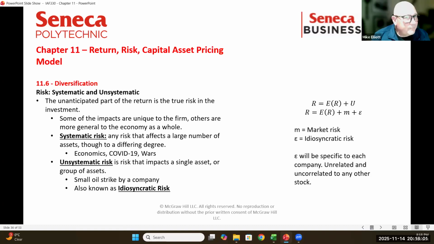to a different degree maybe, this is systemic or systematic risk. Economics, COVID-19, wars. It impacts everybody. Not to the same degree, but it's going to impact everybody. And then there's unsystematic risk, and that's your risk. One asset, one company, one group of assets, one group of companies. A small oil strike by a single company. Unsystematic risk is also known as idiosyncratic risk.